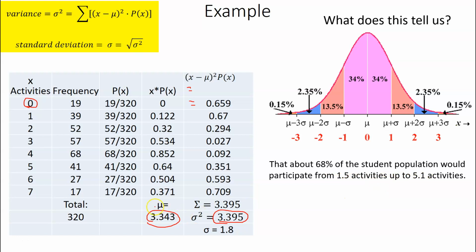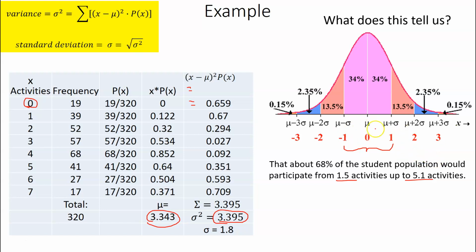Where am I getting that? You take the mean, you add one standard deviation, and you subtract one standard deviation. So one standard deviation away in either direction. So 3.343 plus 1.8, 3.343 minus 1.8, that's where I got these two numbers. So most students are participating between 1.5 and just over 5 activities in college. That's how you would then want to interpret that.